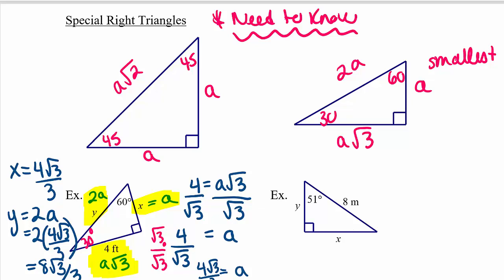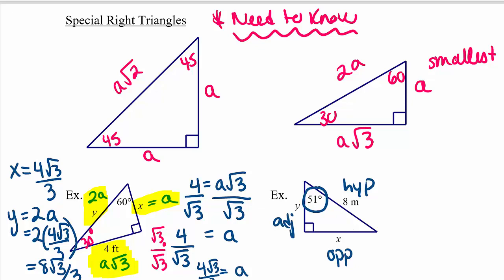In the last question, you'll notice that the angle given is 51 degrees. That is not part of our pattern for one of our special triangles. Therefore, since it's not a special triangle, we're going to use SOHCAHTOA in order to solve for x and y. 51 is our given angle. So we're going to start by identifying our sides as opposite, hypotenuse, and adjacent.